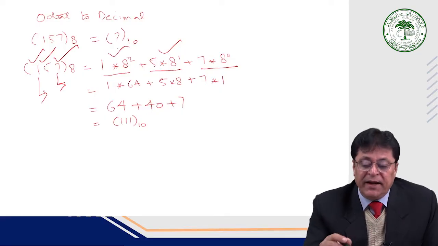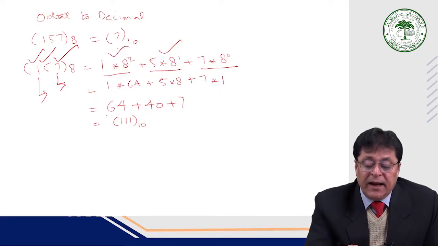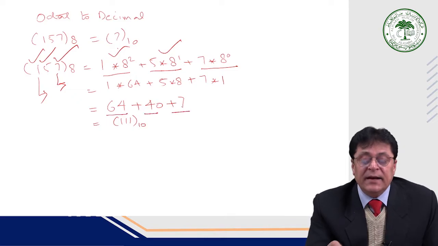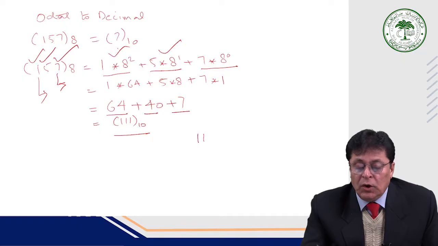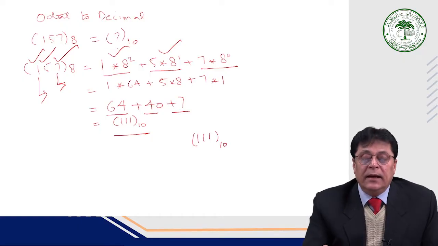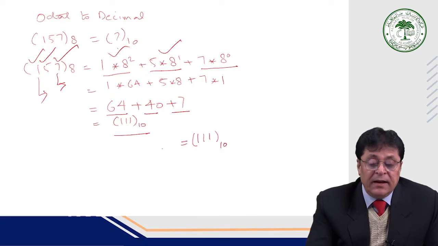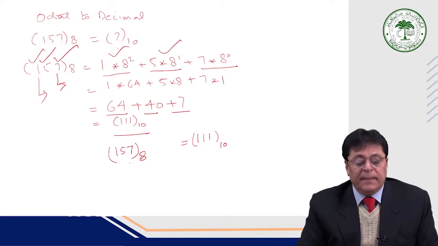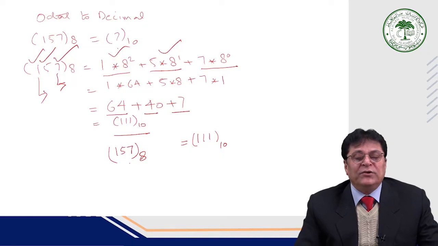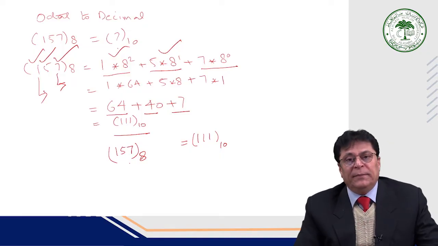We will simplify it, and we will get 64, 40 and 7. After the sum, we will get this. So, our required number is a decimal number, and our original number was an octal number, and this way an octal number is converted into a decimal number. So, this was for a whole number.